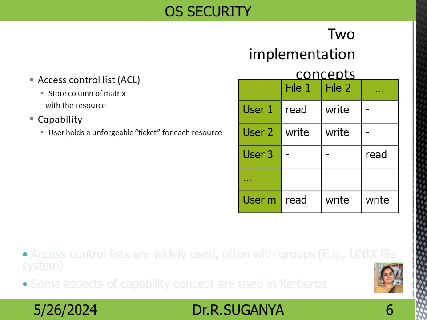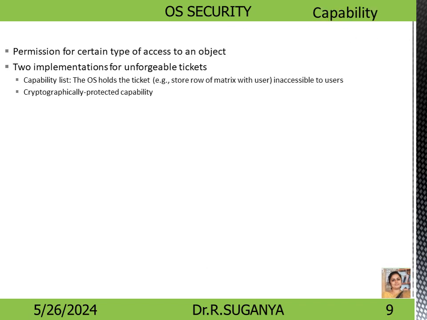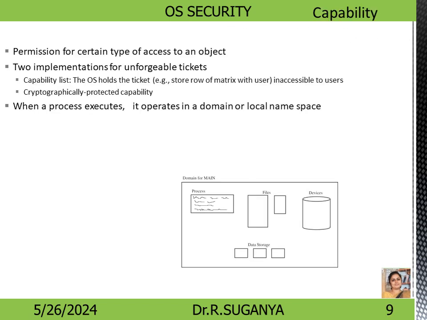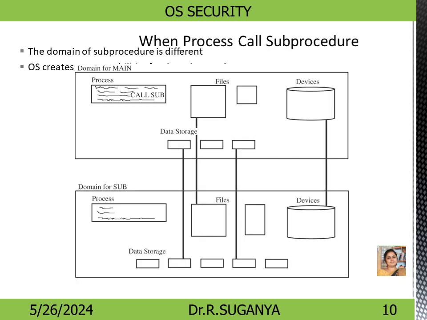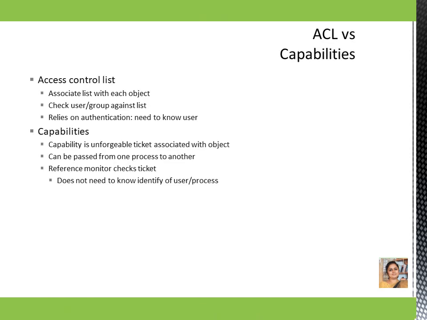Capability: the user holds an unforgeable ticket for each resource. Capability list: the OS holds a ticket inaccessible to users, a cryptographically protected capability. When a process executes, it operates within a domain. A process can access files, devices, and data storage. When a process calls a sub-procedure, there is a domain change, and the OS creates the process, files, and devices, and the sub-process which stores the data.